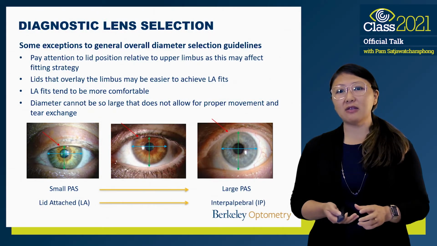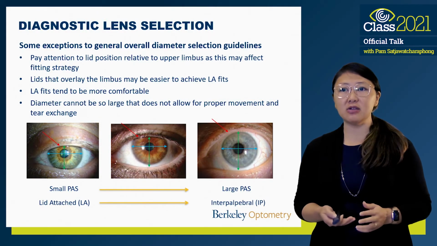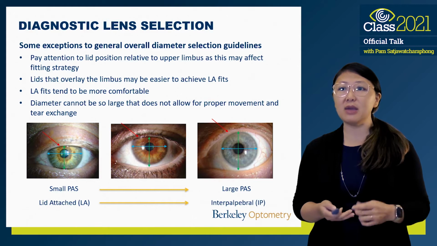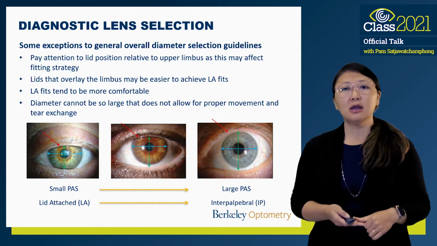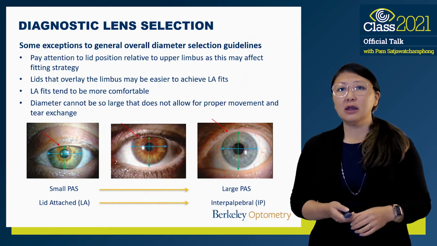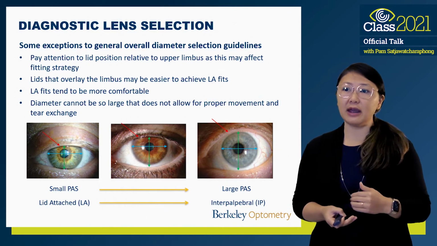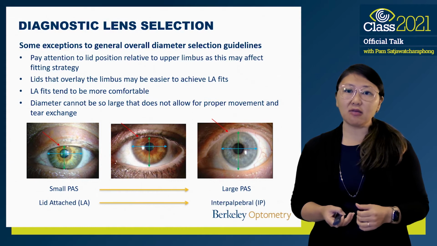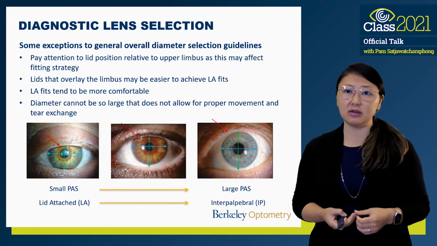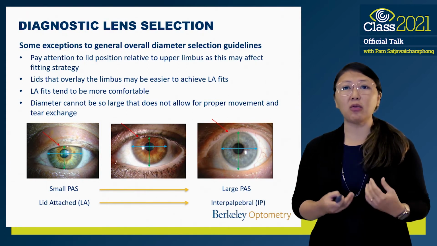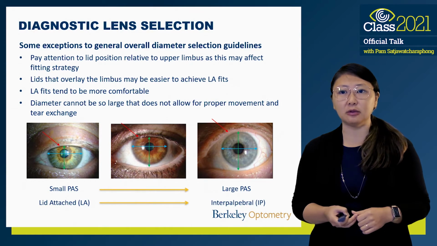One of them has to do with the lid position relative to the upper limbus. This may affect the fitting strategy. So in general, it's easier to achieve a lid attach fit when the upper lid is overlying the limbus. And lid attach fits tend to be more comfortable initially. So a lot of practitioners will try to achieve that fit if it's possible.